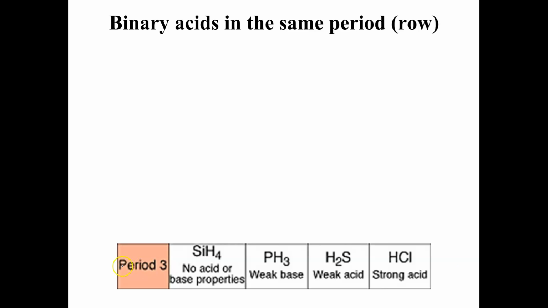So you can see I'm just picking a random period here. We have period 3. We have SiH4, which you wouldn't really think of as being acidic, but technically it could be, PH3, H2S, and HCl. All right? So we already have the strengths of them on the screen here, but let's figure out why HCl is a strong acid and SiH4 is a very weak acid. We already know from memorizing our 7 strong acids that HCl is one of those top 7. So let's see why.